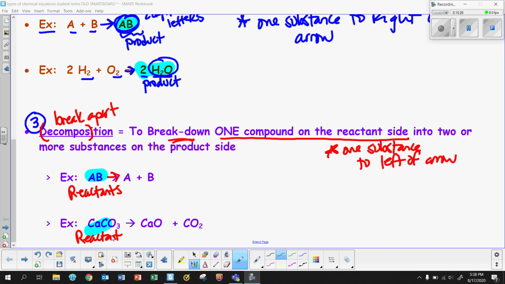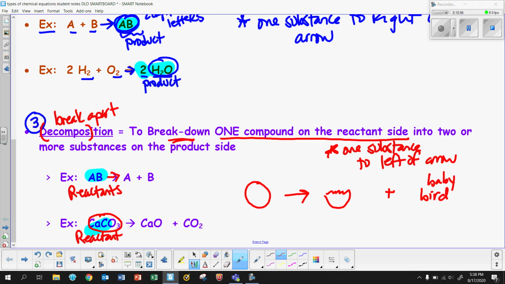Okay, so again, decomposition means to break apart. You're taking one substance and you're breaking it apart into what made it. Okay, so you can think of decomposition almost like an egg that is hatching. So if I had an egg here and it hatched, well, I'd have a broken eggshell, right? And out of it, I might hatch a little baby bird, right? I can't draw, so I'm not going to even attempt to draw a little baby bird for you. But that's decomposition, okay?